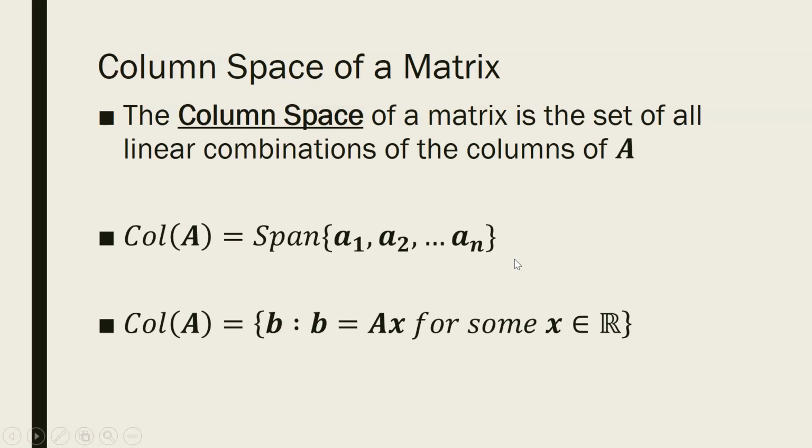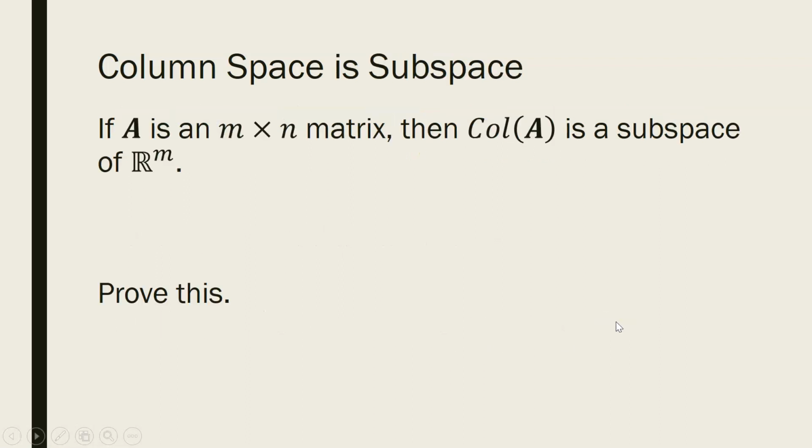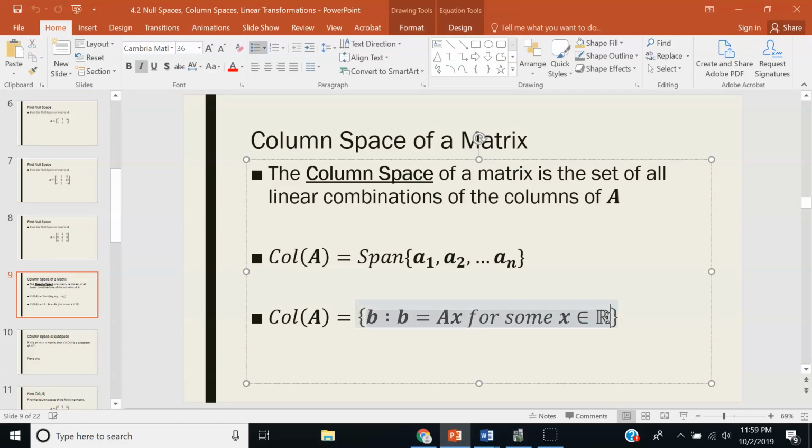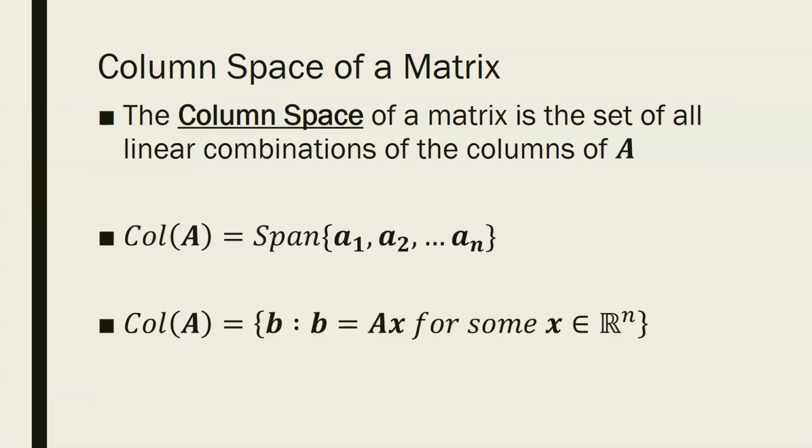Now, the column space, a little bit different. It's just the span of the columns. And if you think about it as some sort of analogy to that matrix equation, it's the set of all outputs of the matrix equation. So it's the set of all possible outputs, no matter what the input is from Rn. I apologize. So it's the set of all possible outputs.